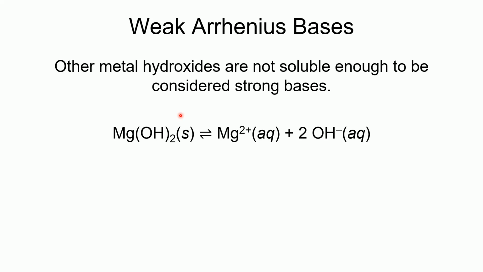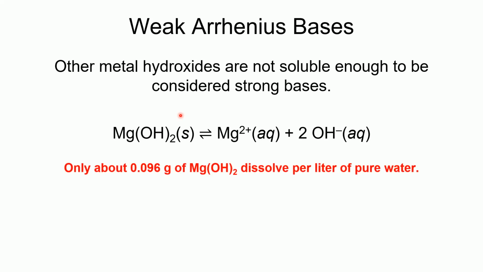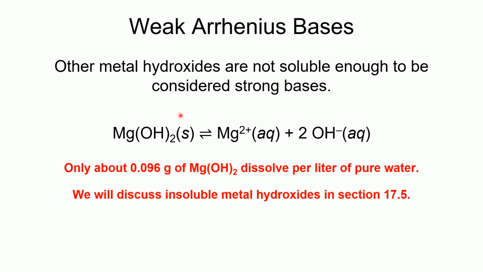Magnesium hydroxide, when you put it into water, doesn't dissolve very well. Only about 96 milligrams of magnesium hydroxide will dissolve in 1 liter of pure water at room temperature. And so we consider magnesium hydroxide to be a weak Arrhenius base. We're going to talk more about this in chapter 17, in the second half of chapter 17. There's a very interesting section on that.